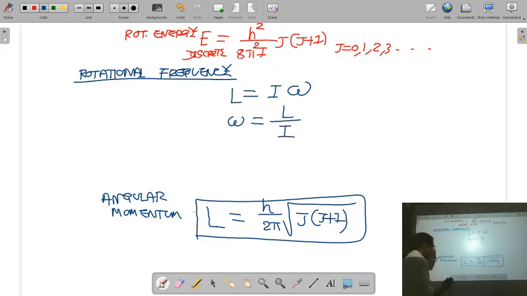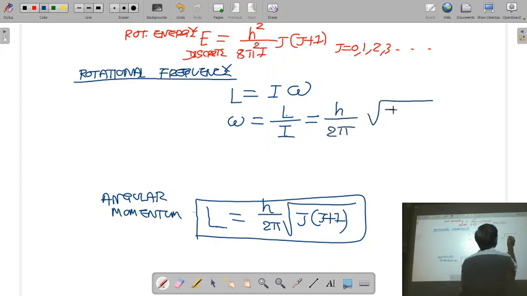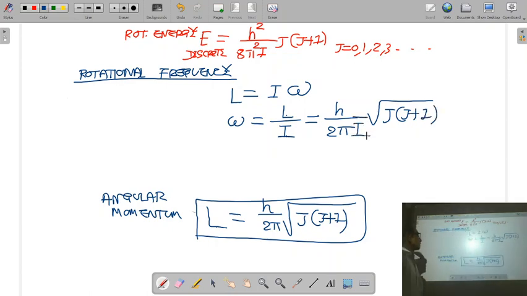What is L here? L is the angular momentum of the rotating molecule, and I is the moment of inertia of the molecule. So let us put the value of the angular momentum of the rotating molecule, h upon 2 pi under root J plus 1, divided by I. By substituting the value of angular momentum, omega is h upon 2 pi under root J plus 1 upon I. So this gives the angular frequency of the molecule.